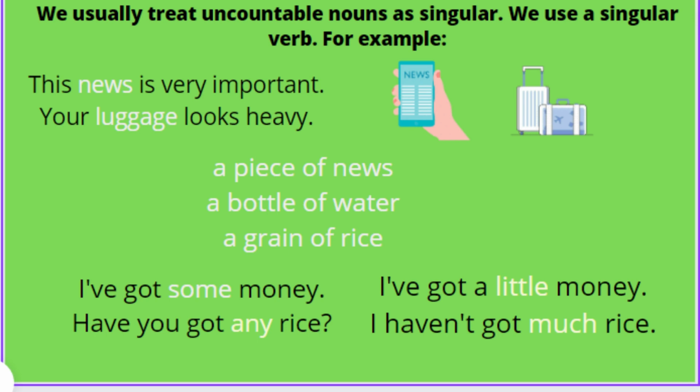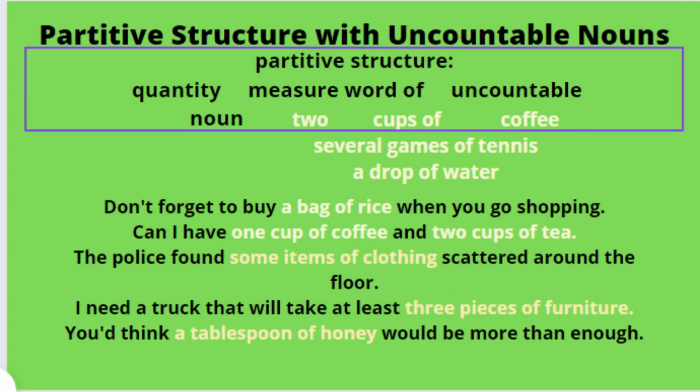Uncountable nouns are also called mass nouns. When you learn a new word, it's a good idea to learn whether it's countable or uncountable. Now let's see partitive structure with uncountable nouns. To count or quantify an uncountable noun, we use a unit of measurement, a measure word.